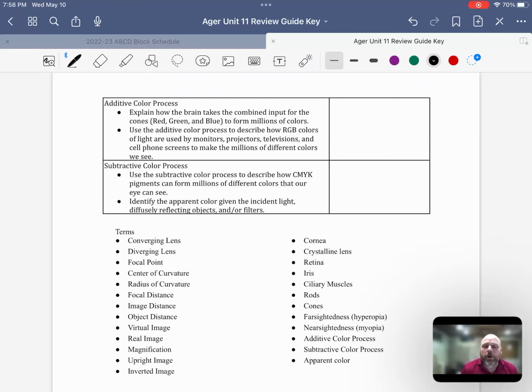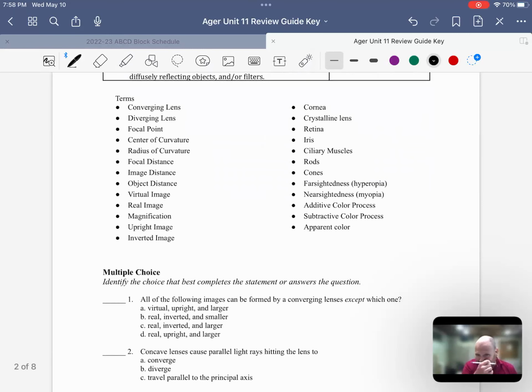And then you need to know why things appear the color they do, based off the keywords of absorption. If you absorb that light, you're not going to see that light. Or reflection. If you reflect the light, then we will see that color of light. Here's a bunch of terms there. If you want to go through and learn the definitions of those, it will definitely help you out, especially all those different parts of the eye, as well as all the other ones that aren't fully listed here.